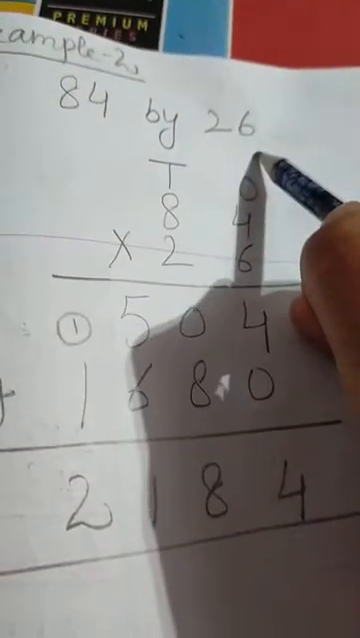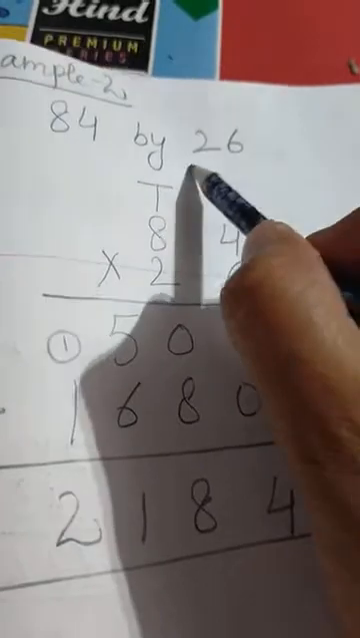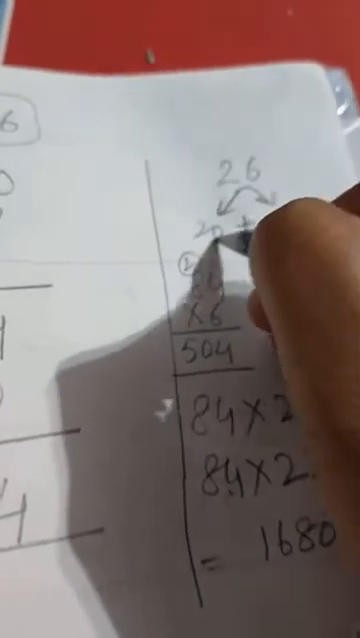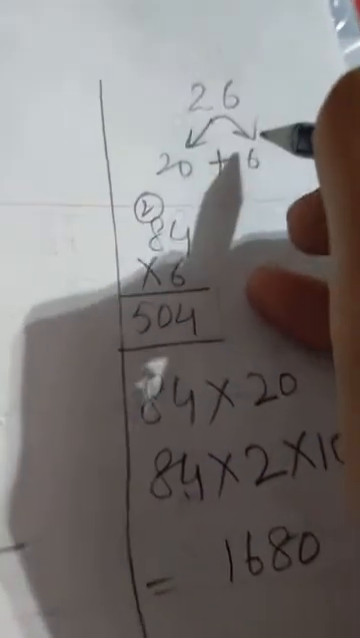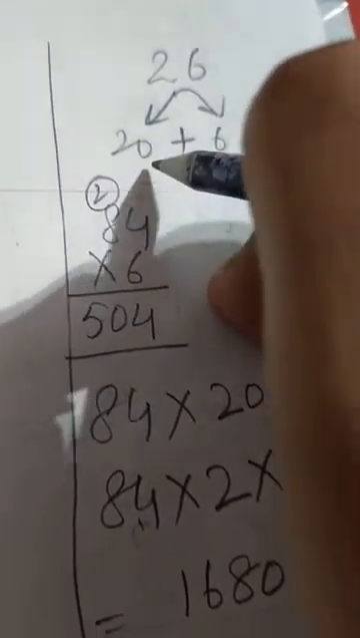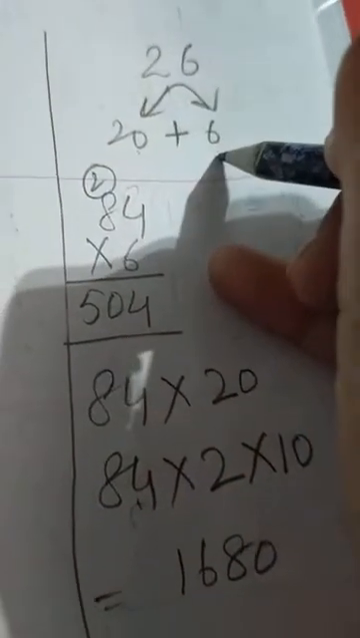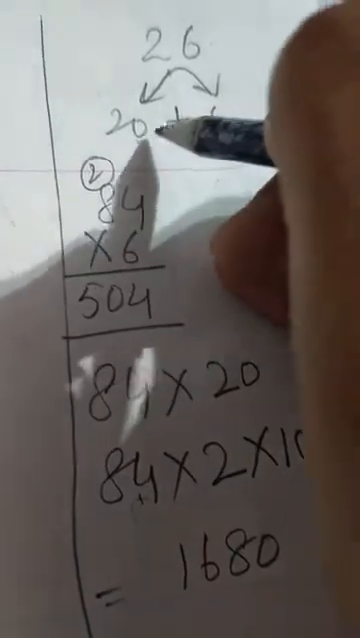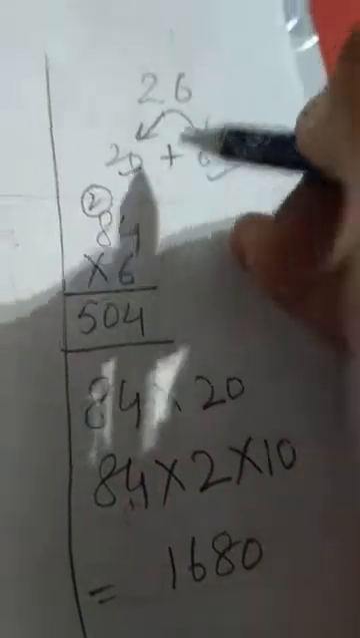Now see one more example relating to this, that is 84 by 26. What will be our first step? We will write it in expanded form. The expanded form of 26 will be 20 plus 6. Firstly, we will multiply 84 by 6. Then we will multiply 84 by 20.